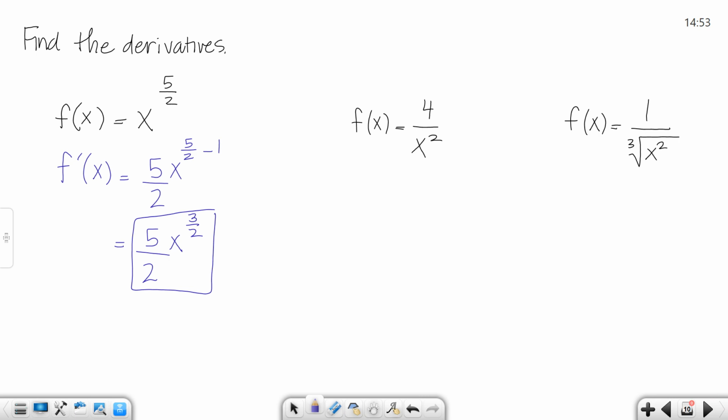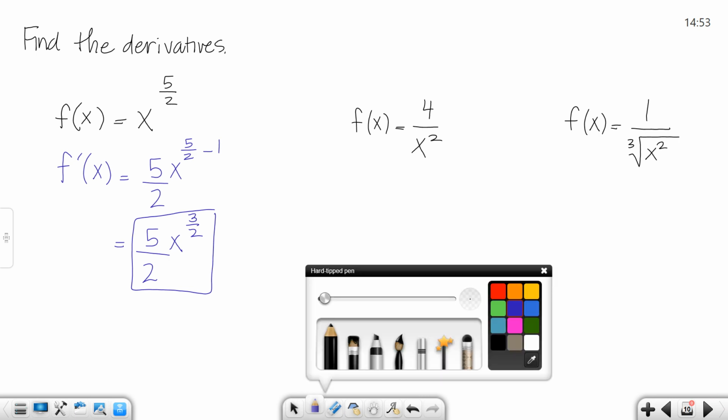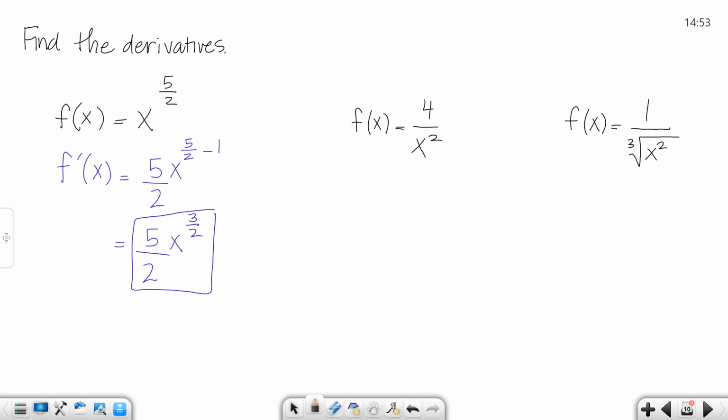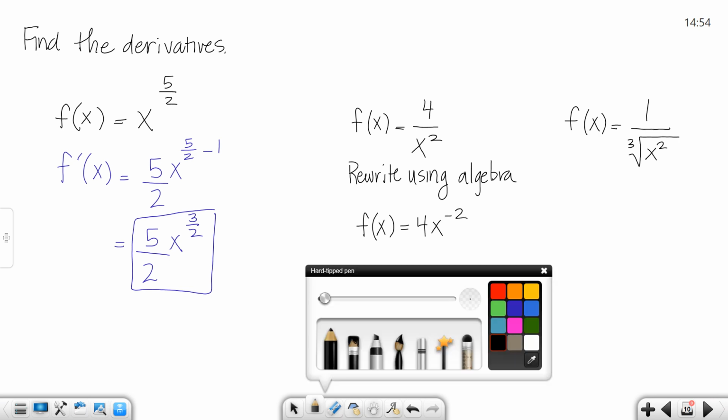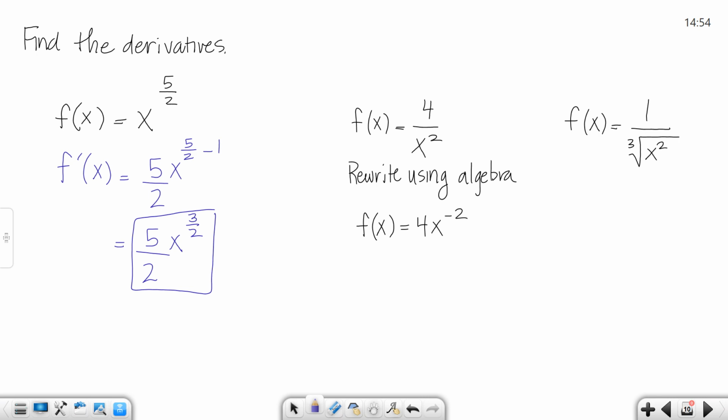Okay, looking at our second one, it's not in the proper form. So we could use the quotient rule and go through all that low-d high stuff, or we could rewrite using algebra. To rewrite it using algebra, I'm going to bring my x to the top. Okay, now I can start my calculus. When the x comes to the top, the exponent becomes negative.